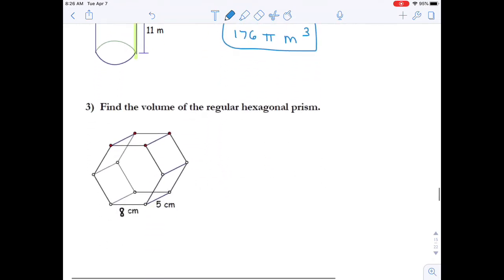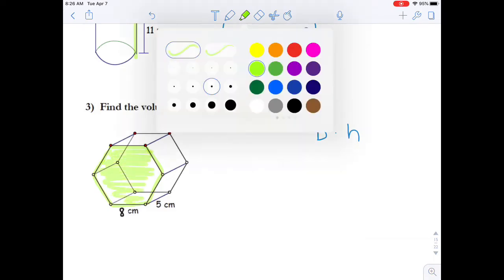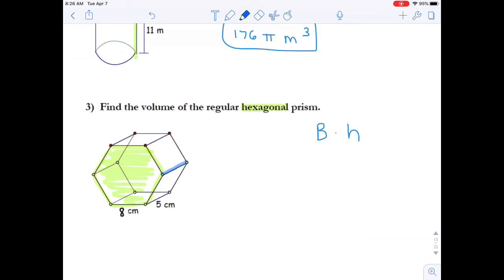Next one, hexagonal prism. So I think for a lot of you guys, the toughest part is going to be remembering how do we find those bases. Okay, we got base times height. Well, let's find our height. If this is a hexagonal prism, this is our base, which would mean the 5 is your height.